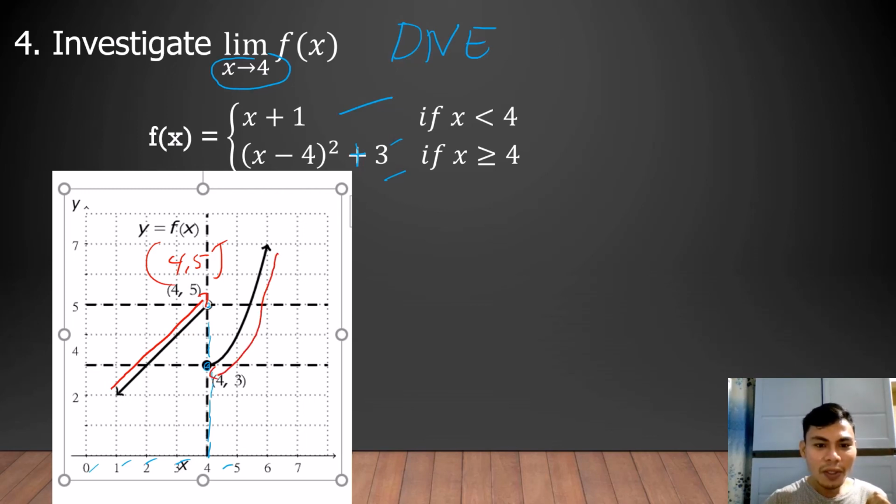It's 4 and 3. Bakit different? Ay, if that's the case, kung different, the limit does not exist. Di ba? Makita din sa table of values, like our example in the first video, and using graph.